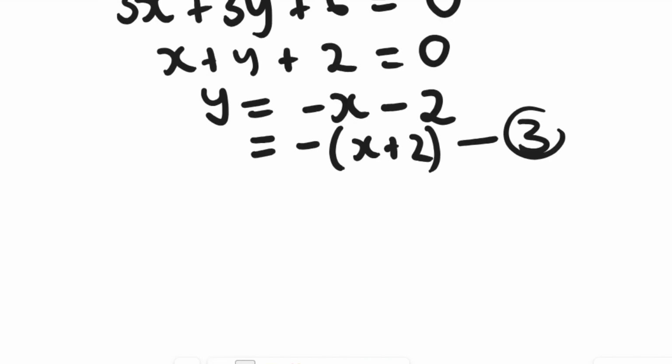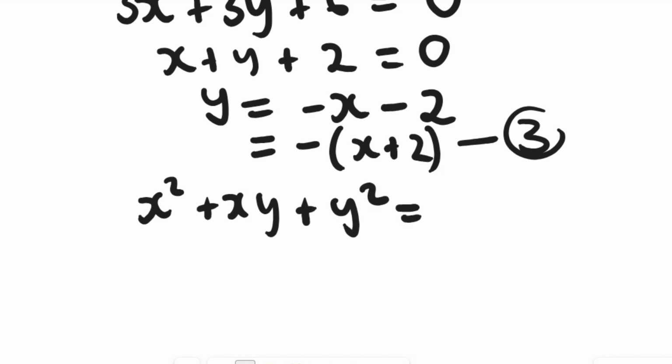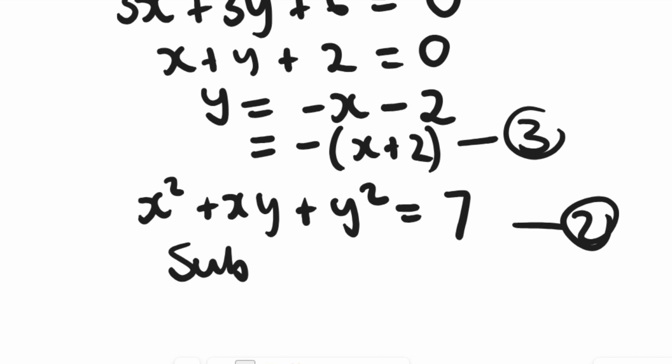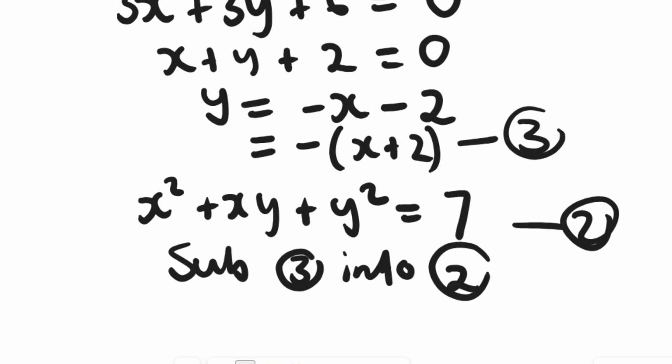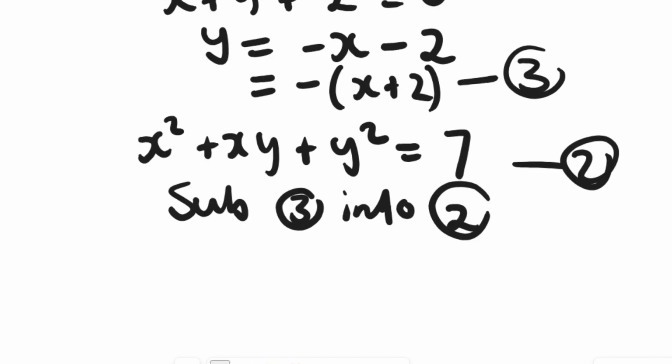Our equation 2 is saying x squared plus xy plus y squared will give us 7. This is our equation 2. Okay, now we're going to substitute our equation 3 into 2. Let's do that. Everywhere where we see y, we put minus of x plus 2. Okay, so we have x squared, no problem, and then we have plus xy.